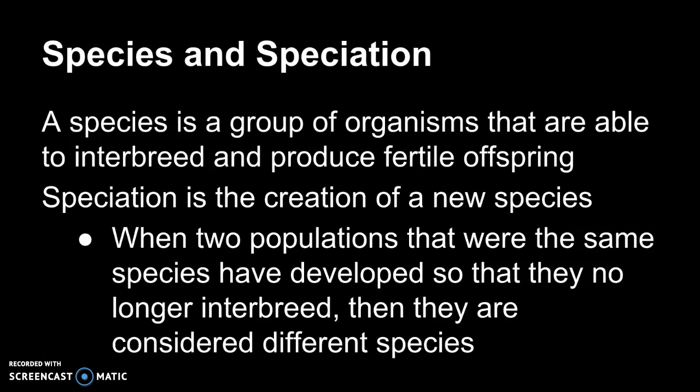Okay, species and speciation. A species is a group of organisms that are able to interbreed and produce fertile offspring, and speciation is the creation of a whole new species. When two populations that were the same species have developed so that they no longer interbreed, they are considered a different species, and this is speciation.